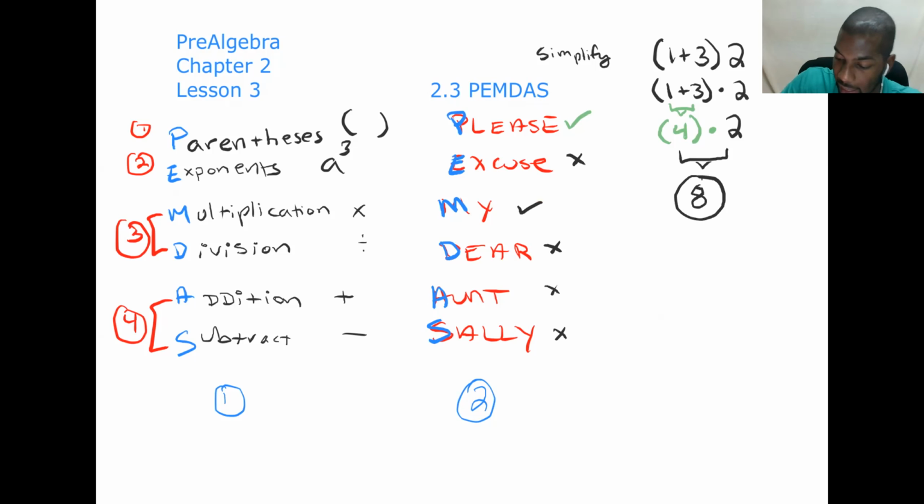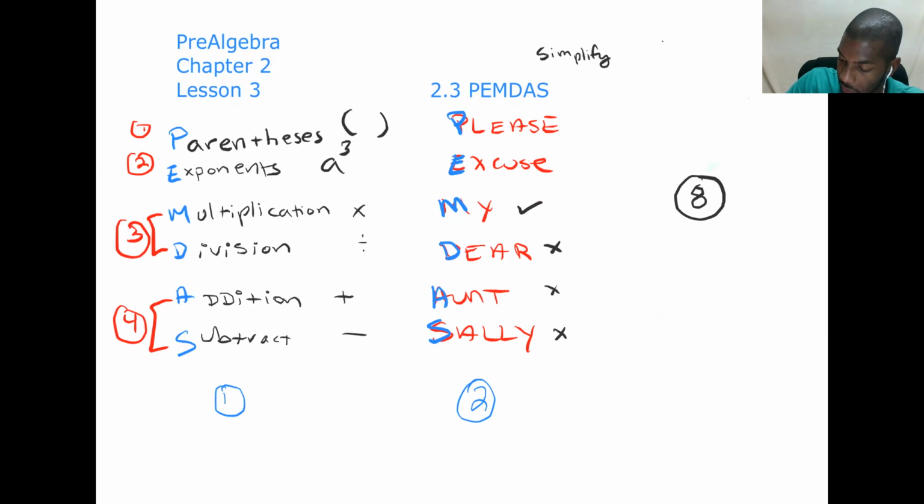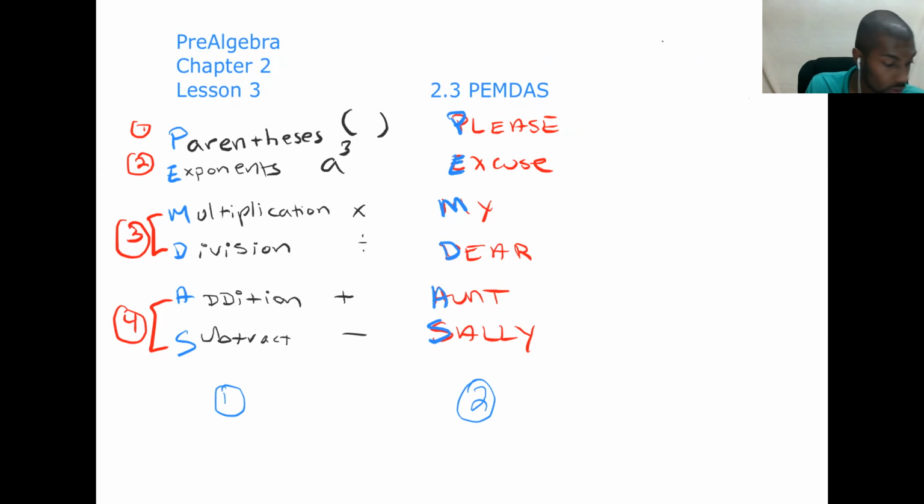Let's try and get a little harder. Let's see if we can simplify multiple operations. Let's try 24 divided by 6 minus 3.